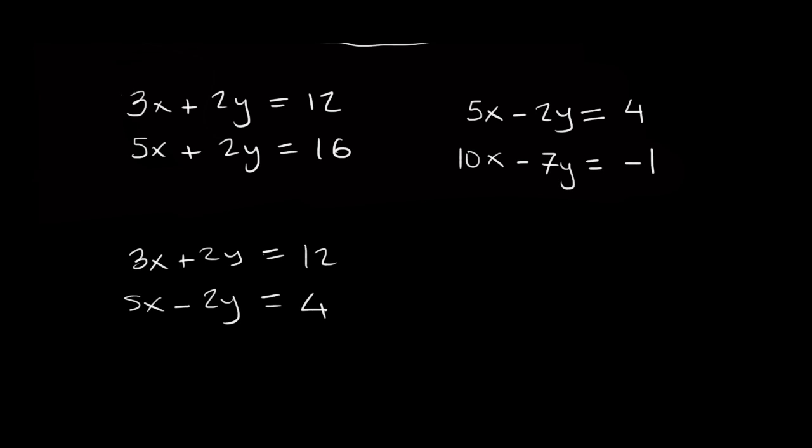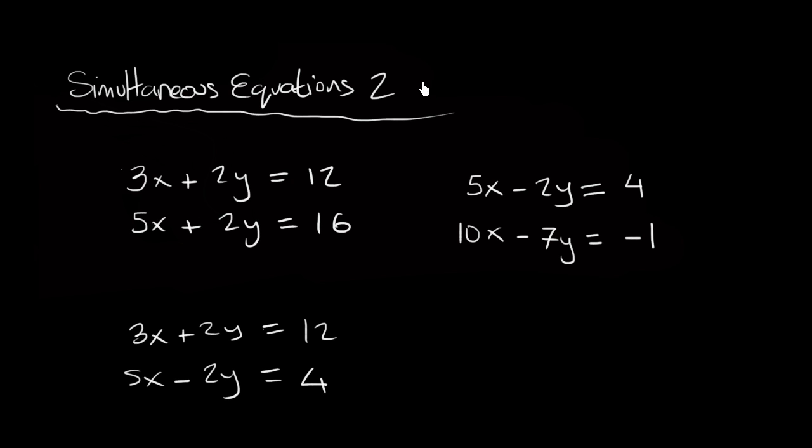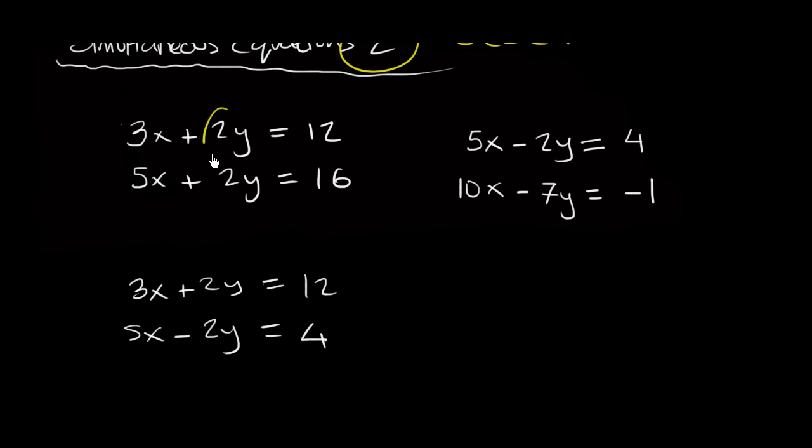Hello, welcome to this video on simultaneous equations. This is for GCSE level, and it's the second video in this series. The first one, we went through these types of equations where you have a number in both places that is the same, and so it's a very simple thing to solve. The same as here, you have a number that is the same.